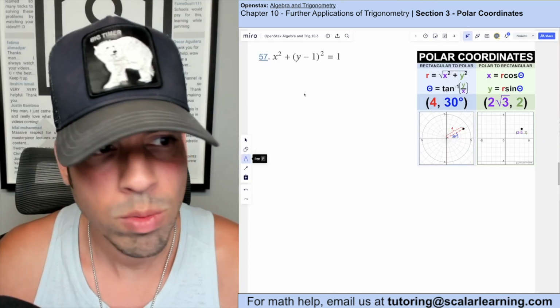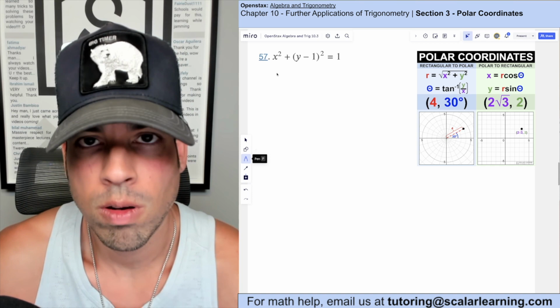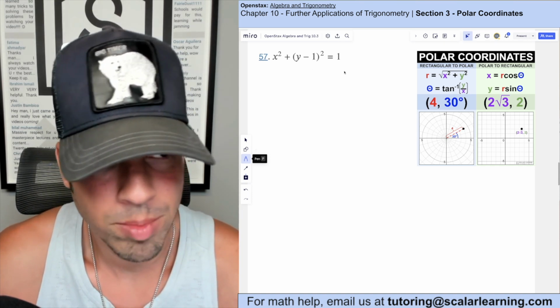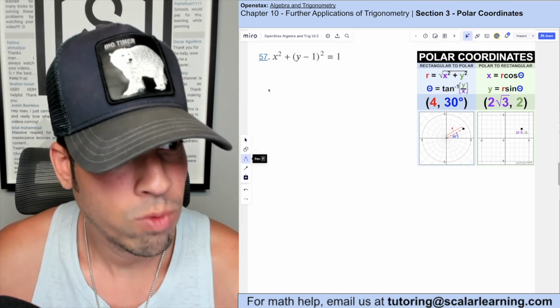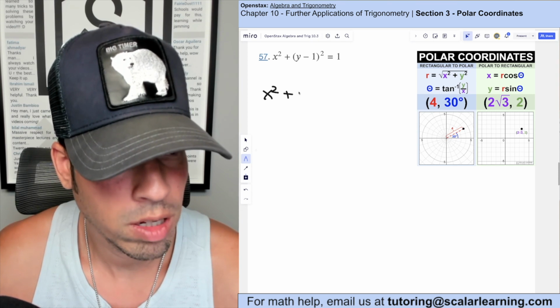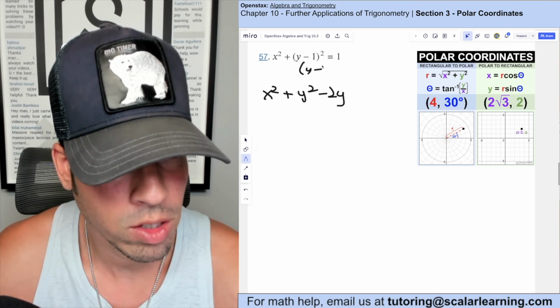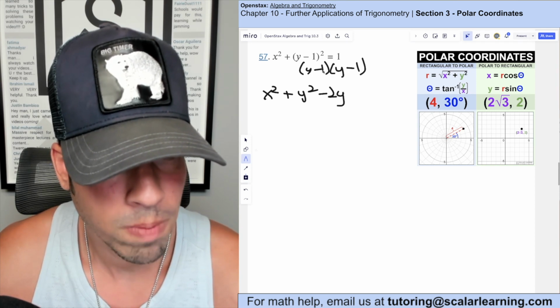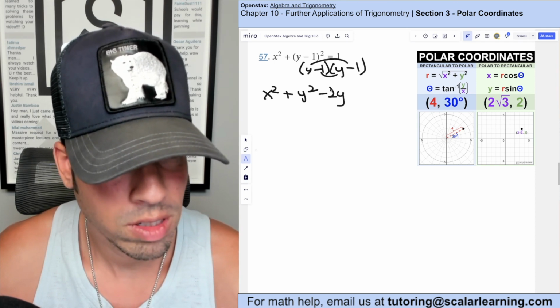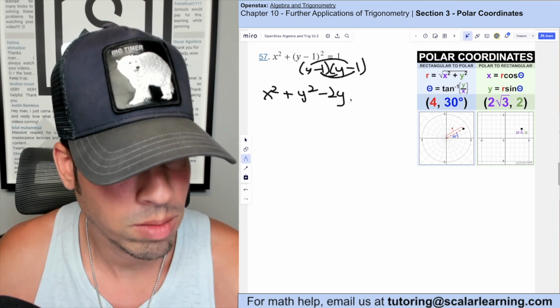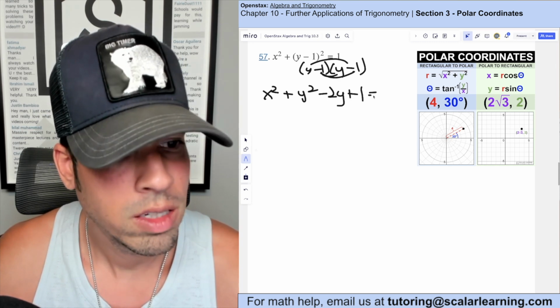Done. For this one, what I'm going to do, and this is just up to me, right? This is what I feel like is going to be the easiest to do. I'm actually going to FOIL this out. So I've got x squared plus y squared minus 2y, because remember, this is y minus 1 times y minus 1. So we got negative y, that gives us the negative 2y, and then negative 1 times negative 1 is plus 1 is equal to 1.